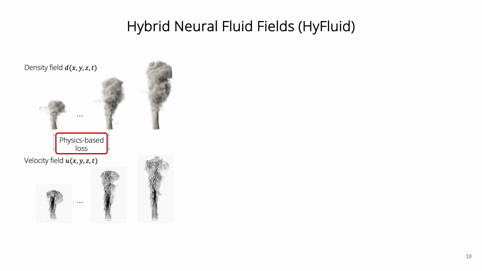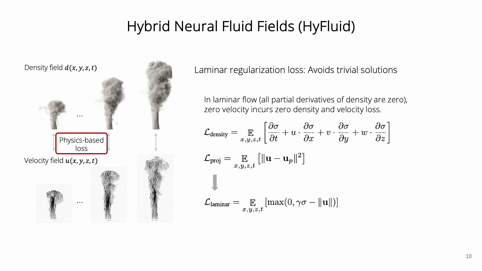We also have a laminar regularization loss, which avoids trivial solutions. In laminar flow or steady flow, it is visually ambiguous to perceive any motion, and all partial derivatives regarding density are zero, which means that zero velocity can incur zero density loss and projection loss. Therefore, we encourage high-density regions to have non-zero velocities.